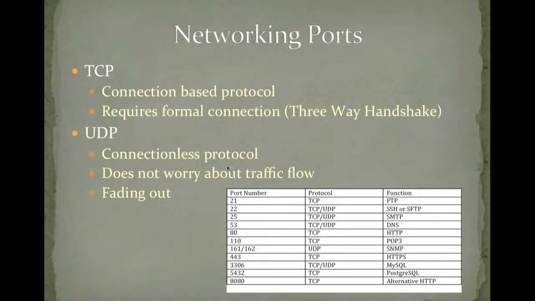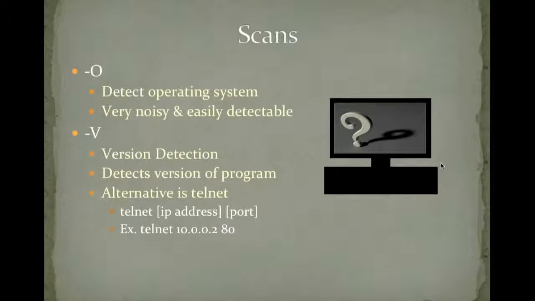Now, these are the common ports that you should memorize as a hacker or a penetration tester. Port 21 uses TCP, and this is FTP, which is unencrypted. 22 is SSH, 25 is SMTP, 53 is DNS, port 80 is HTTP, 161 and 162 is SNMP, and 443 uses TCP and is HTTPS, which is SSL, the Secure Sockets Layer. 8080 is an alternative HTTP. I will include the document of the common ports on my website.